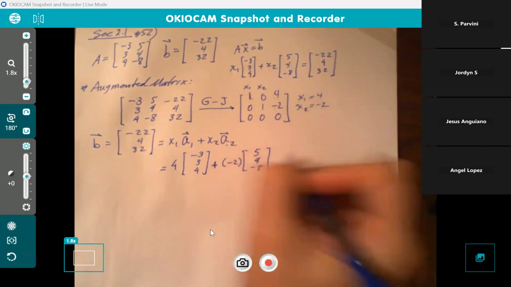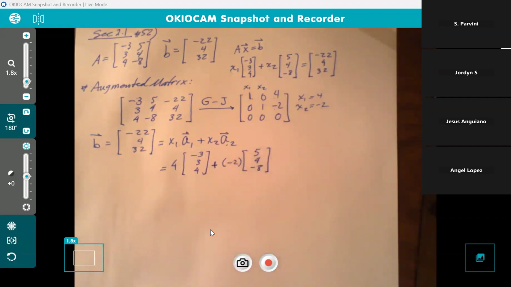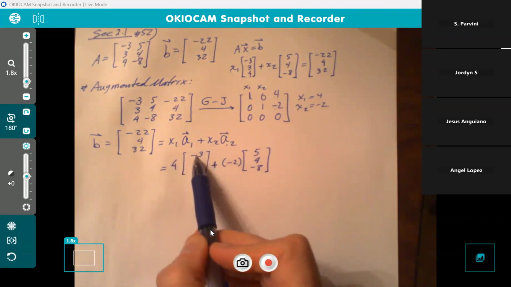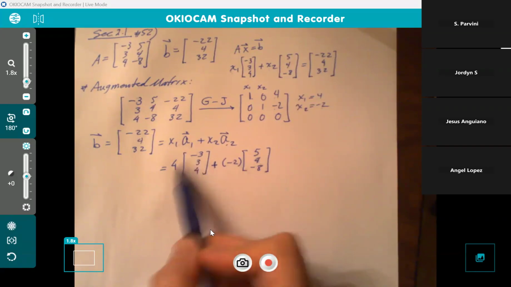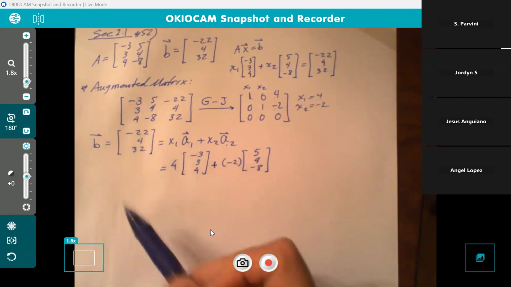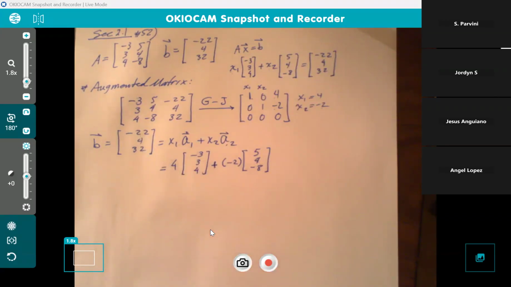So that's what that linear combination earlier we talked about, that's what this means. And you can see that it works again. 4 times -3 is -12, plus -10. -10, -12 is -22, you see? So all of those numbers are going to work.